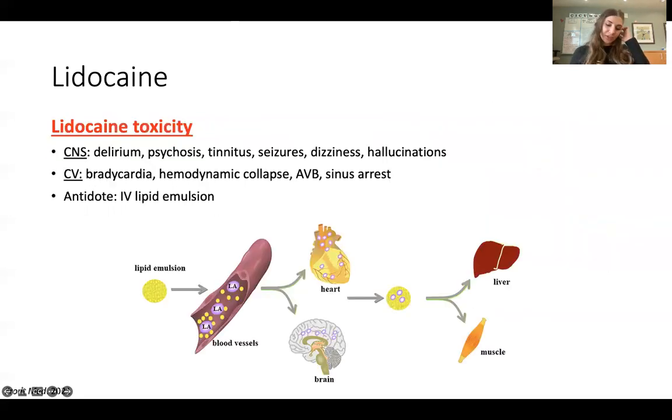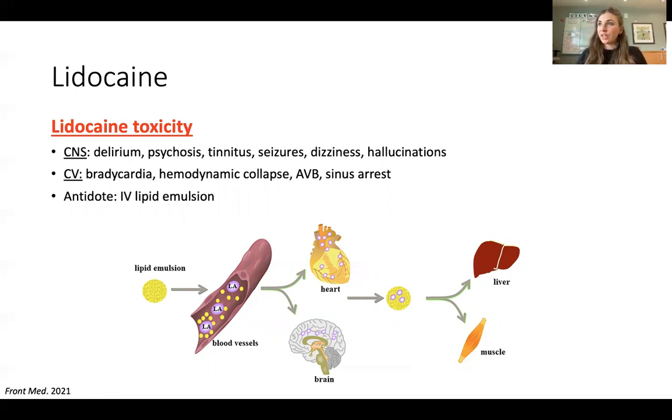Another thing that's important to understand with lidocaine is lidocaine toxicity. And specifically, you're going to think about two systems, neuro and cardiovascular. So patients will typically present with some sort of neurological symptoms, including dizziness, leading to hallucinations, delirium and such, seizures in the worst cases. And then they'll potentially start developing some cardiovascular toxicity. And the main thing that you're concerned about here is hemodynamic collapse.